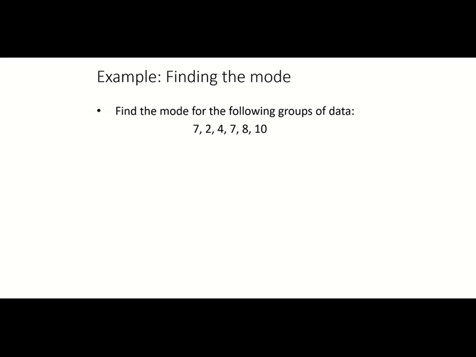So if we look here to find the mode of our set of data, we have 7, 2, 4, 7, 8, and 10. And in this set of data, we notice that 7 occurs twice. It's the only number that occurs more than once. So here, my mode would be 7.